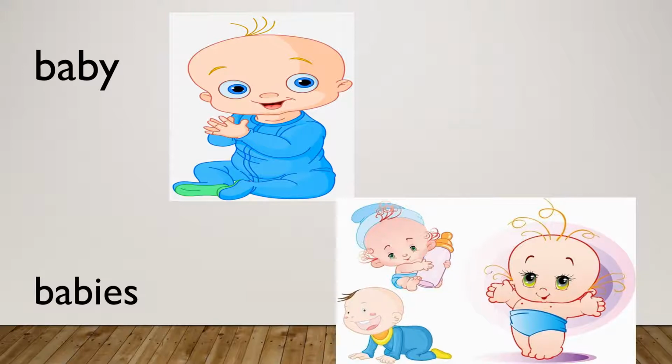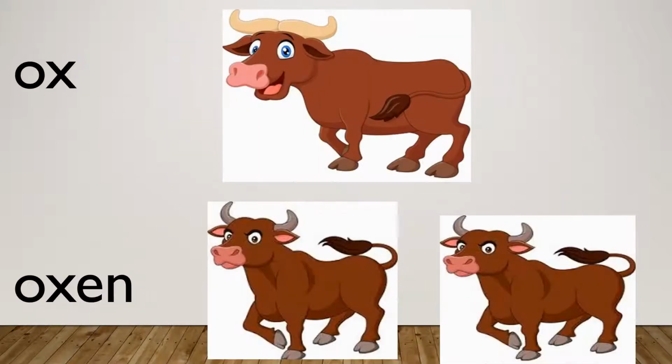Correct? In the first picture you can see only one baby. In the second picture you can see more than one. And how did this happen? Because we have put IES at the end of the root word by removing Y. Have you understood, student? Now student, tell me what you can see on the screen.